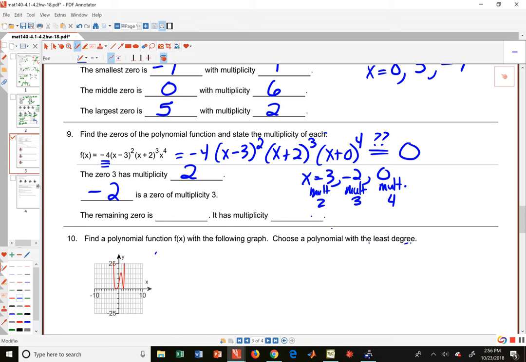Just an important little note, the sum of all your multiplicities will be the degree of your polynomial. So this polynomial has degree 4, plus 3 is 7, plus 2 is 9. Degree 9. If you add all the multiplicities together, they will give you the degree of your polynomial. The remaining 0 is 0, and it has multiplicity 4.